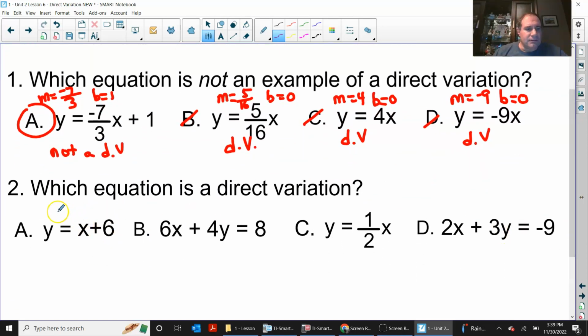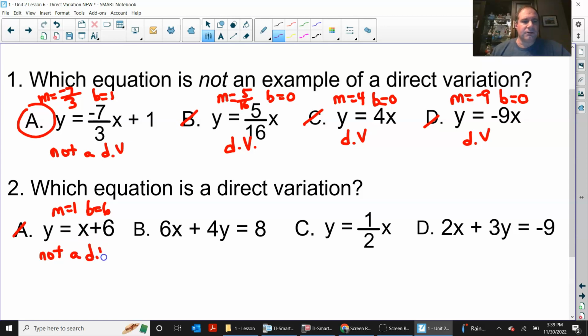I'm going to put m. First off, the m really doesn't matter, but remember, it has to be linear. So proving that this m stays constant throughout is kind of proving that it's linear. But the b is the really big thing. Is b 0? No, it's not. This is not a DV.